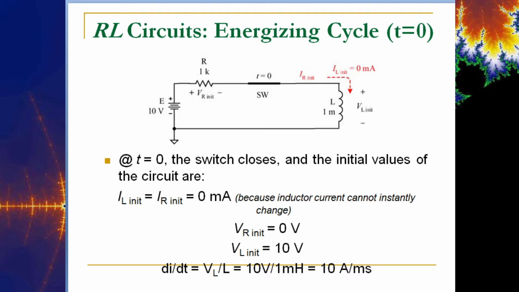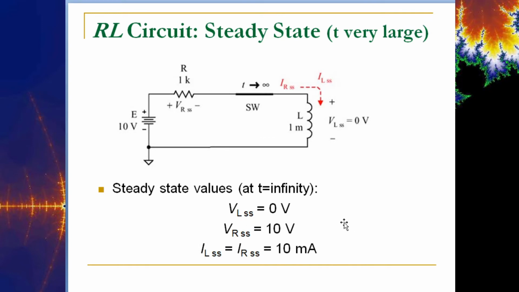Now let's see what happens when we get to steady state. There's no voltage on the inductor, all the voltage is on the resistor, and we are operating at maximum current at this 10 milliamps. So it's like the inductor doesn't even really exist.